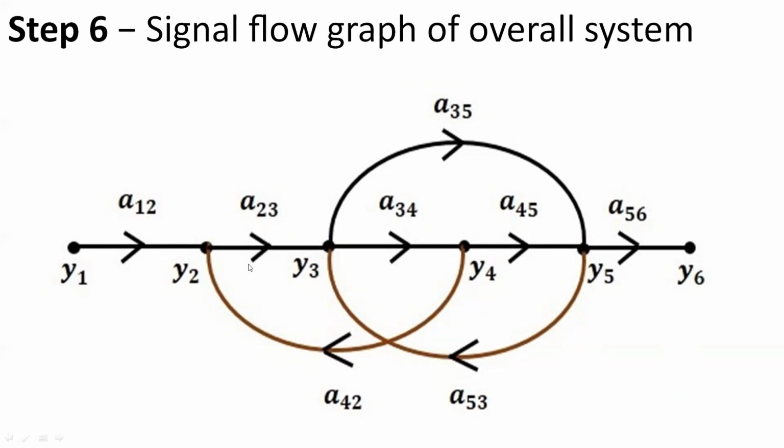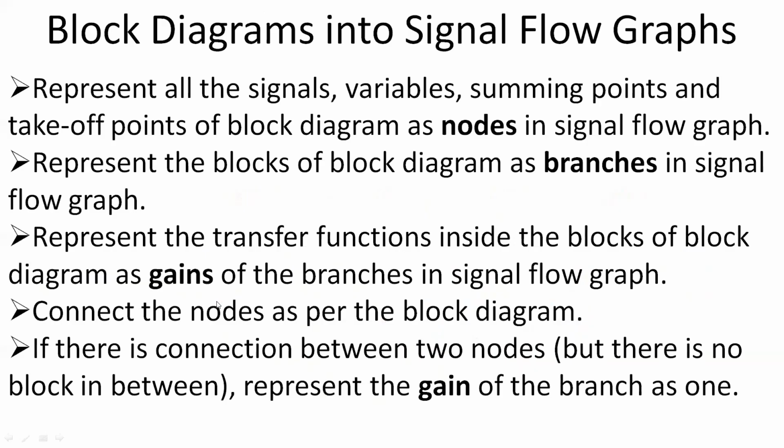Now, to convert block diagrams into signal flow graphs, these steps are followed. Represent all the signals, variables, summing points, and takeoff points of the block diagram as nodes in the signal flow graph, which we have seen. Then represent the blocks of the block diagram as branches. Then represent the transfer functions inside the blocks as gains of branches. Then connect the nodes as per the block diagram.